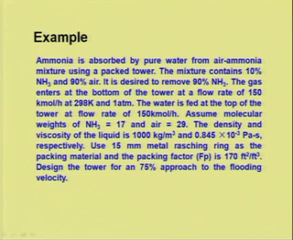The molecular weight of ammonia is 17, and air is 29. The density and the viscosity of the liquid are 1000 kg per meter cube and 0.845 × 10^-3 Pascal second. Use 15 millimeter metal Raschig ring as the packing material, with packing factor Fp of 170 feet square per feet cube. Design the tower for a 75% approach to the flooding velocity.